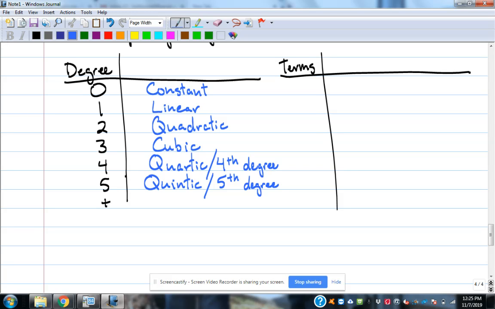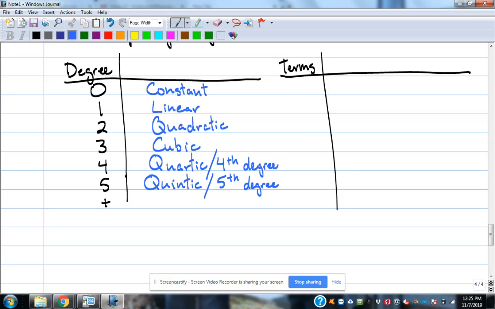Anything bigger than that, you're going to hear me say fourth degree, fifth degree, sixth degree, seventh degree, eighth degree. We're not going to get that big in Algebra 2 for sure. But these first four here, constant, linear, quadratic, cubic, those are set. I need you to use those words. But the rest of them, I'm fine with fourth degree, fifth degree, sixth degree, that sort of thing.